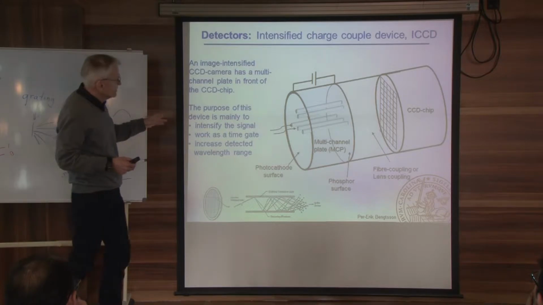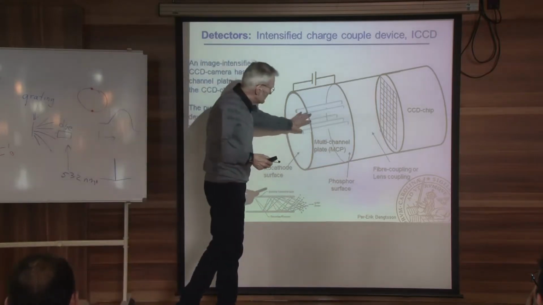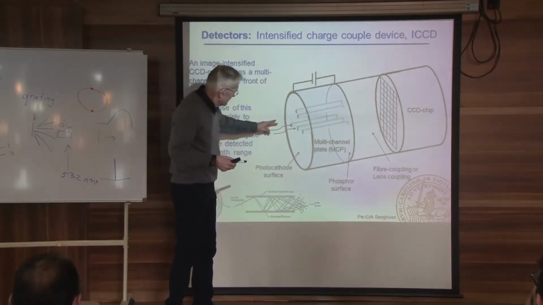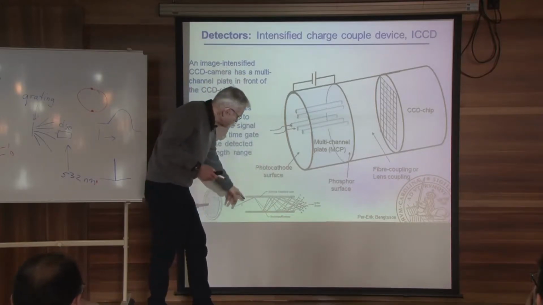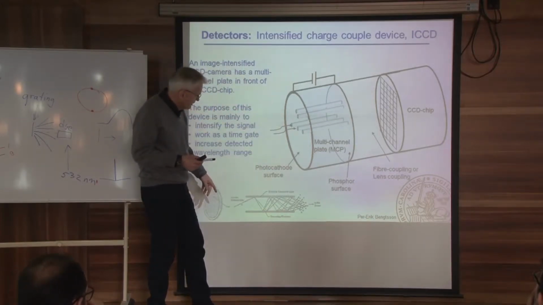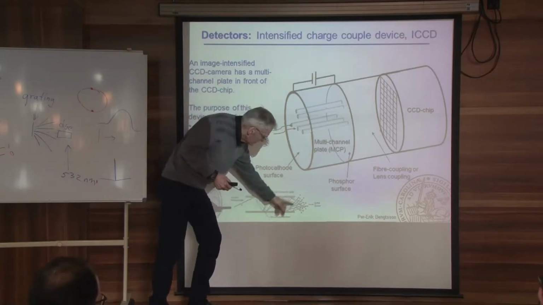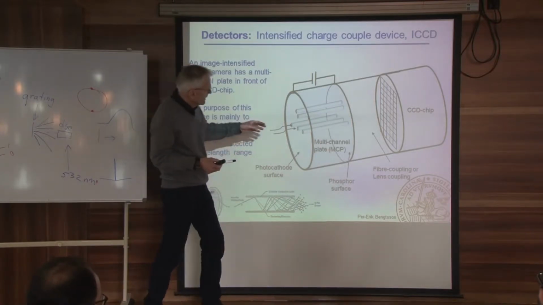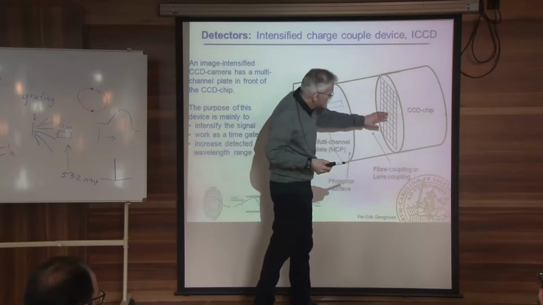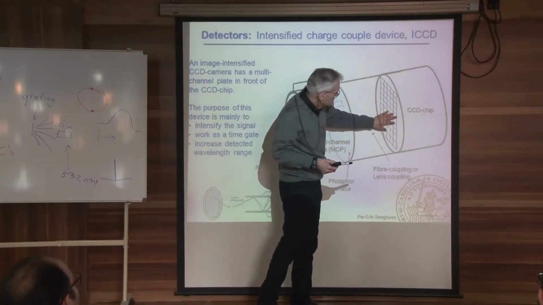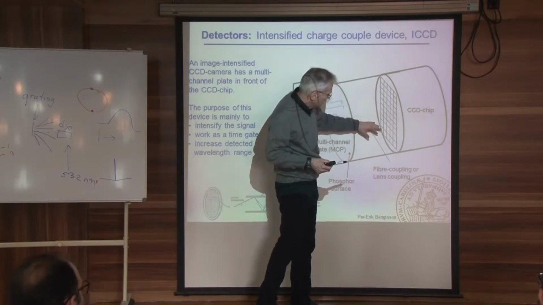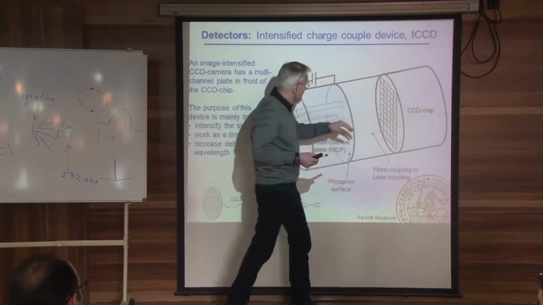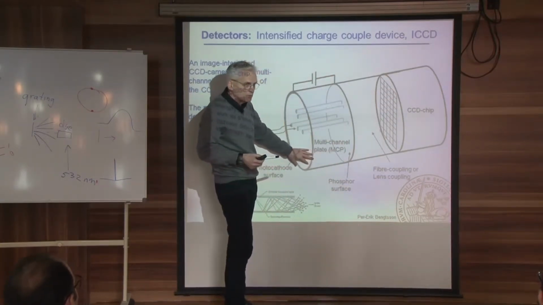And here you have the MCP, multi-channel plate, where the photons come into this channel, and in a similar way as in the photomultiplier, they hit the walls and generate secondary electrons, and then this is transferred and hits the CCD, either directly or by lens coupling or fiber coupling. So here you have the two-dimensional CCD, and in front of that you have the intensifier.